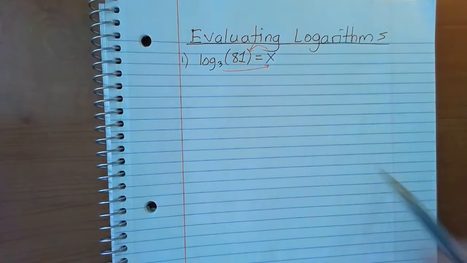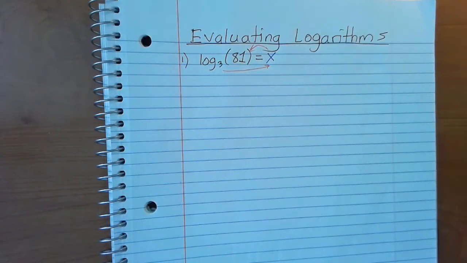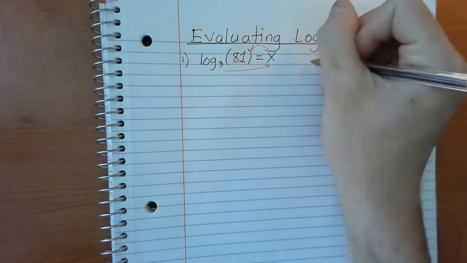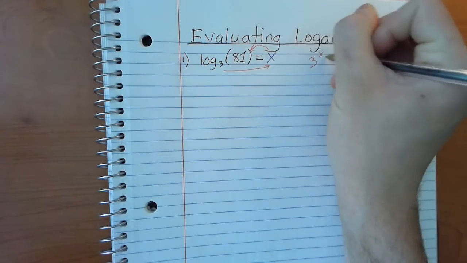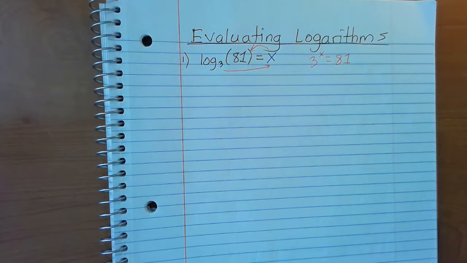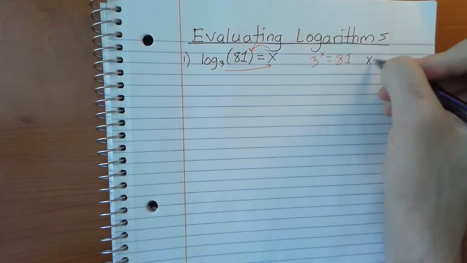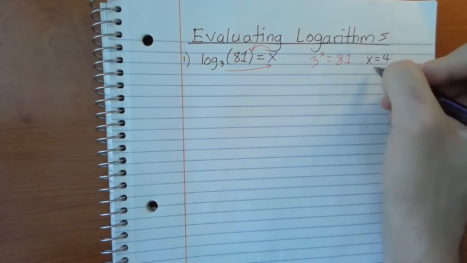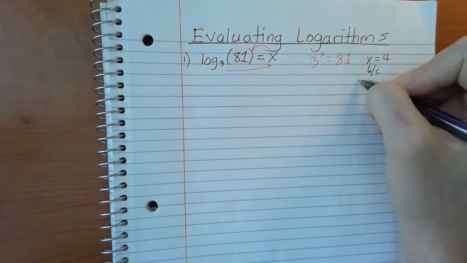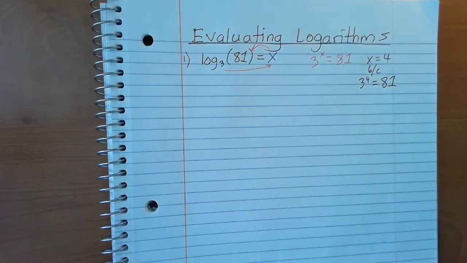So from my arrows here, 3 to the power of x is going to be equal to 81. So 3 to the x equals 81. I can just do that in my head. 3 times 3 is 9, times 3 is 27, times 3 is equal to 81. So I know that x is just going to equal 4, because 3 to the 4 equals 81.